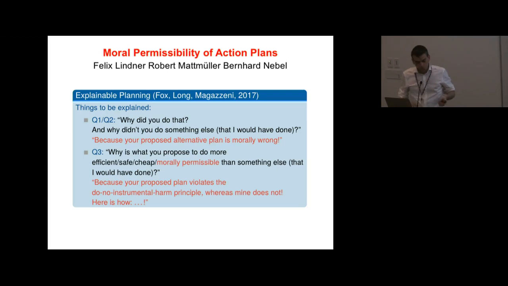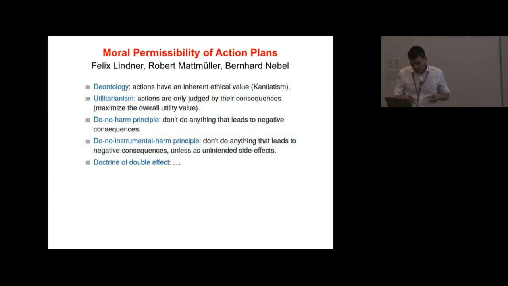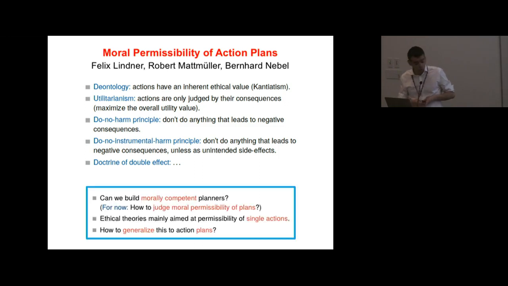So why what you are suggesting is more efficient, safe, cheap, or morally better. To introduce the moral layer on explaining why something is better or worse than something else, what they did is they provided this taxonomy, let's say, of criteria or values to be used for evaluating whether a plan or an action is more morally good than something else. And these are the questions they are now trying to answer.